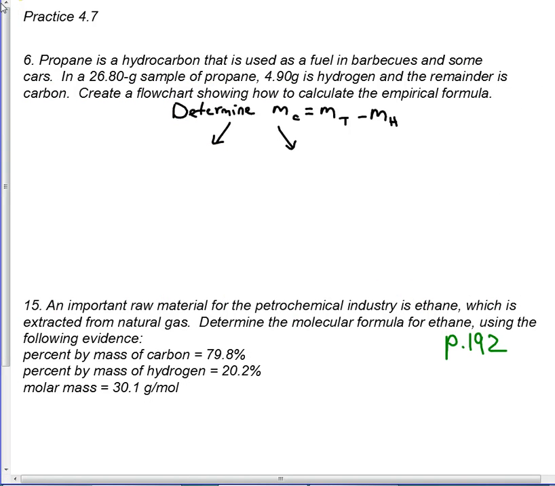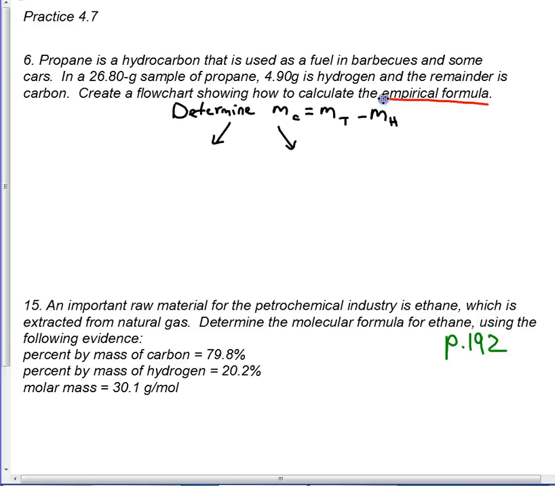Okay, for the flowchart number 6, I just modified this question a little bit from the textbook. Instead of solving it out, I'm just going to do a flowchart. And the first step in our flowchart, which allows us to determine the empirical formula, is to determine the mass of the other fraction. So the 26.80 gram total mass is 4.90 grams of hydrogen. The remainder would be carbon.